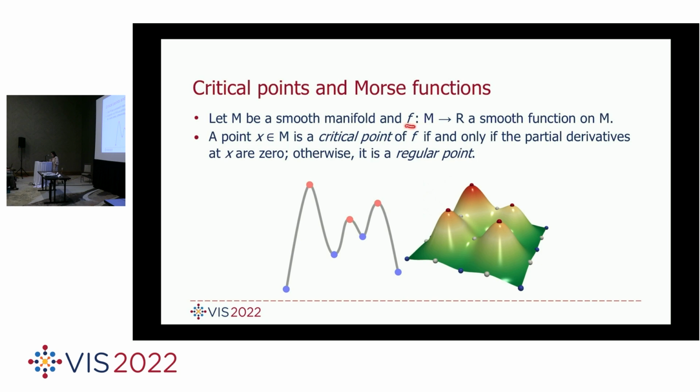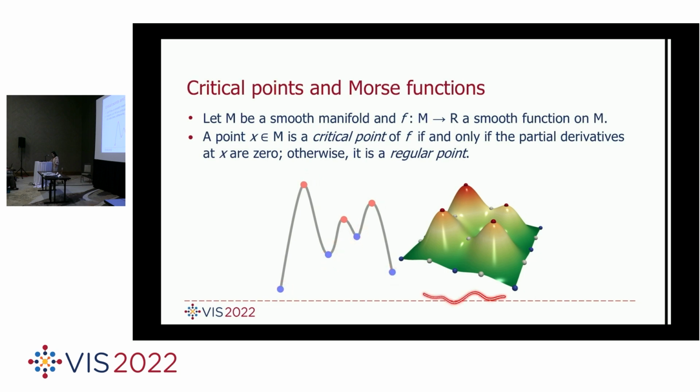And then we first start with a smooth function on the manifold. On the left-hand side, this is a function from essentially a one-dimensional manifold to R. On the right-hand side is a function from, say, a two-dimensional manifold to R. And then a point is considered to be a critical point if and only if the partial derivative is 0. Otherwise, it's a regular point. So on the left-hand side, what I have marked in red are critical points. They are referred to as local maxima. And then the blue points are referred to as local minima.